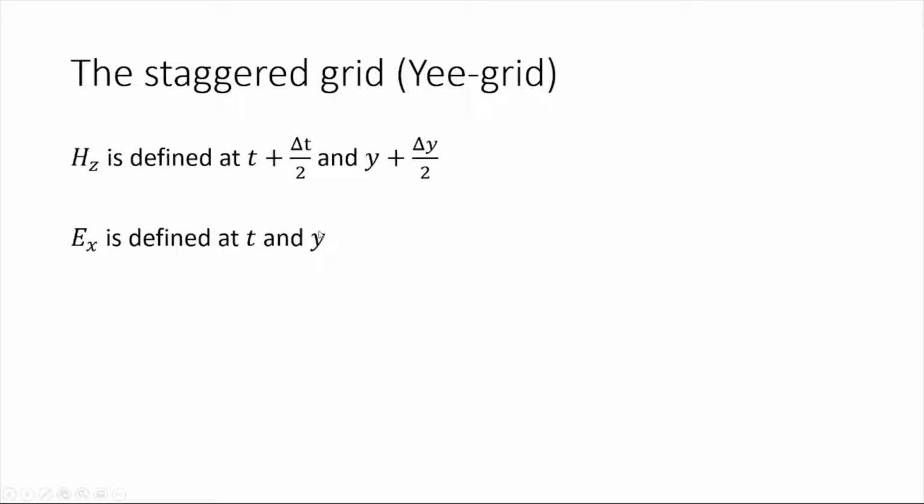Of course, you can rederive this and say that Ex is defined at the half time step and the whole space step, but then H will have to be defined at the whole time step and the half space step. But for now, just stick with my layout here, because it's easier to copy what I'm doing than to rederive it yourself. But if you are a keener, feel free to rederive it and see what other combinations of whole and half steps you can get.